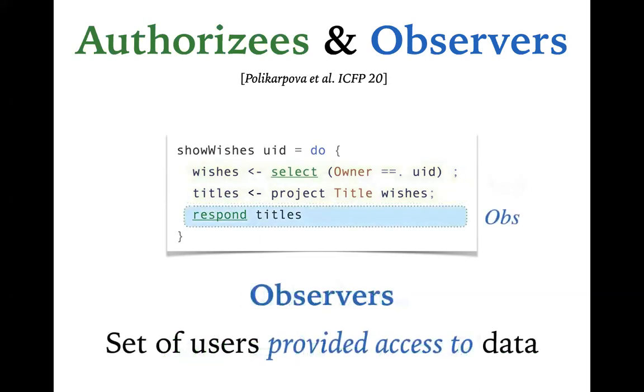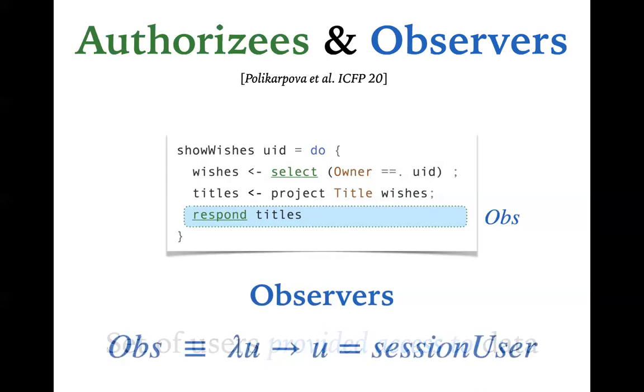Now if you look at the next bit of the computation, we're also going to track the observers, which is the set of users who are provided access to the data. So in this particular case, this respond action, if you wish, the respond computation sends the response out to the session viewer, whoever's logged in to this session. And so the observers are lambda u where u equals session user.